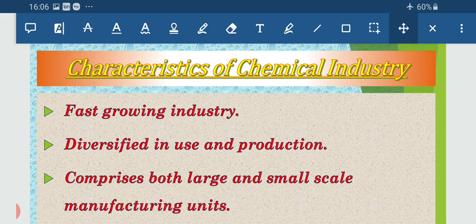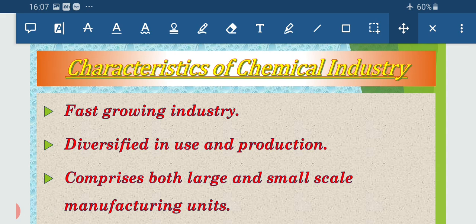Now what are the characteristics of chemical industry? Number one, it is a fast growing industry, because you have seen the variety of soap, detergent, paints, fertilizers and many more such things which have a connectivity with chemicals, increasing day by day. We have so many companies of soap only. It has a category of soap, a category of detergents. Such a wide variety of soap and detergent, paints and fertilizers, as well as many more products which use chemicals. So that is why it is a fast growing industry.